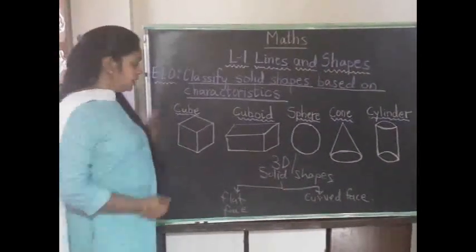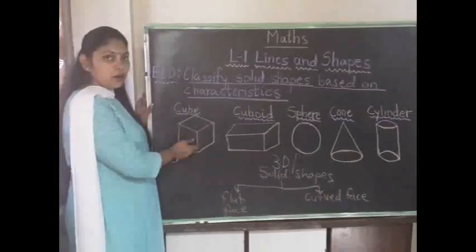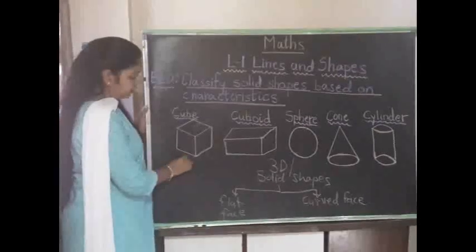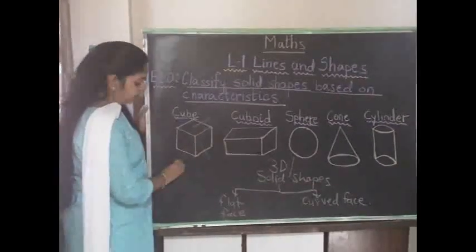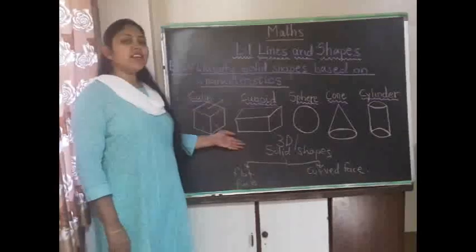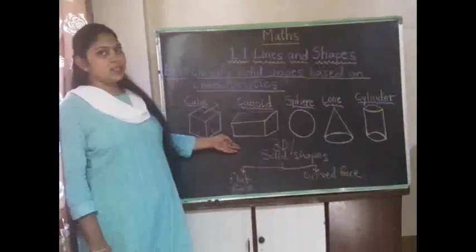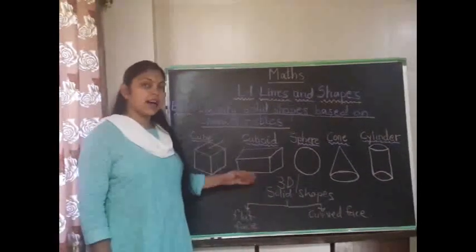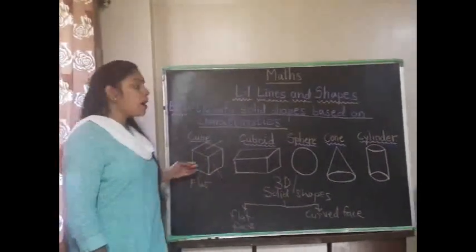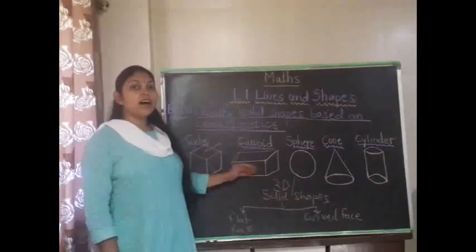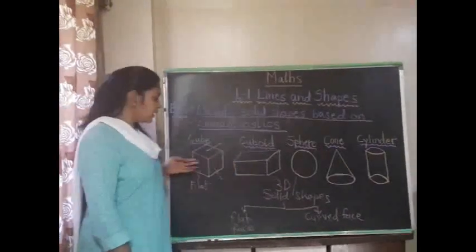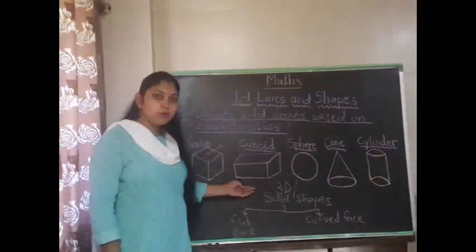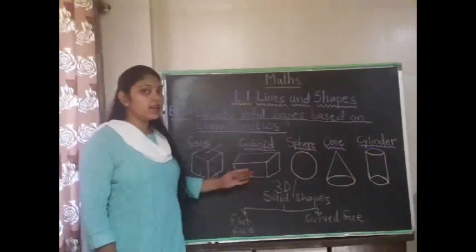For example, here is a cube, and all the sides are flat. This looks very similar to a cube, but this is not the same as a cube. Though it has 6 sides like a cube, the sides are not equal. In a cube, all the 6 sides are equal, whereas in a cuboid, opposite sides are equal.